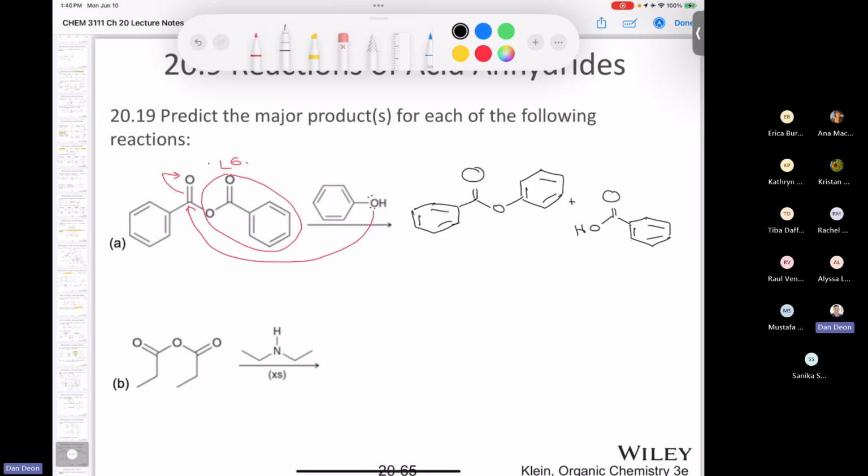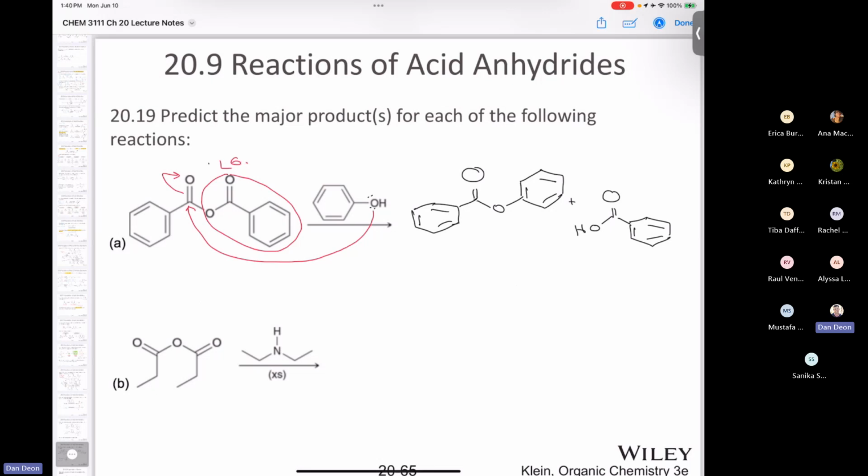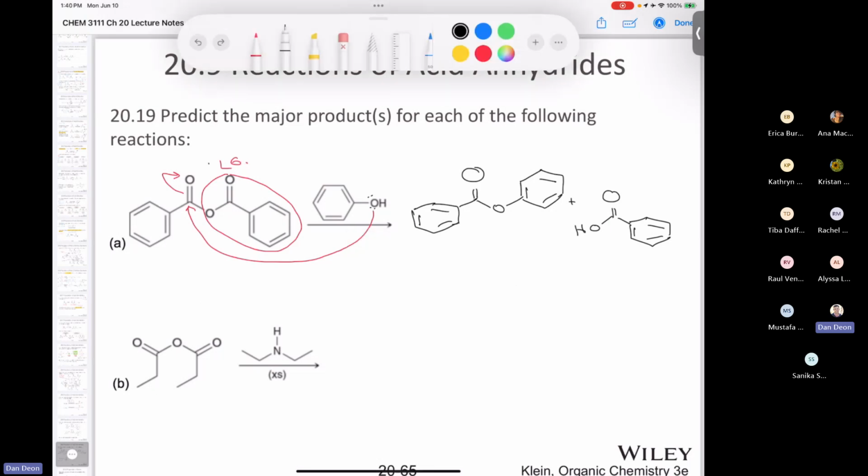All right, with the next one, what would this be? Propionic anhydride or propanoic anhydride, either one is fine. We're treating it with this, which is called diethylamine. We're using excess, right? The first equivalent is to do the nucleophilic attack. The second one is to neutralize the acid that's formed. So in that case, we're going to end up with our propionyl group. So that's going to look something like this, but now we're going to have a tertiary amide. So we're going to end up with something that looks like this. So we call this N,N-diethylpropanamide.